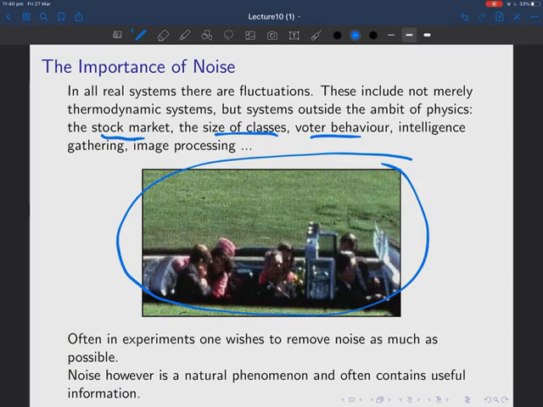And often in experiments, you want to remove the noise as much as you possibly can. But in reality, noise is a natural phenomenon, and often the noise can give you extra information in your experiment. So maybe you don't want to remove it, or if you do want to remove it, first you study it.